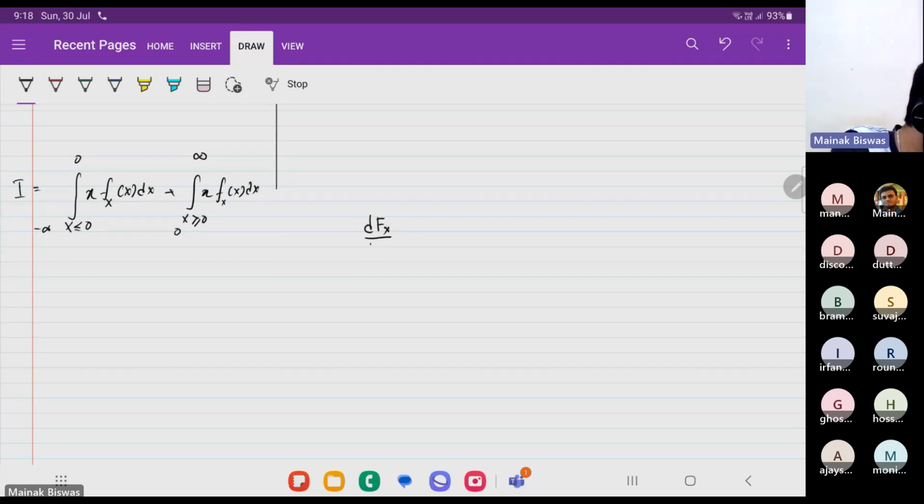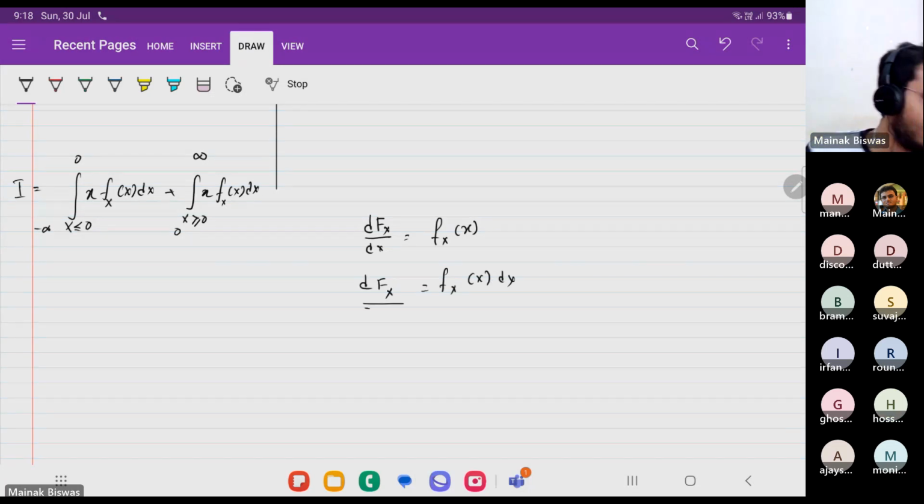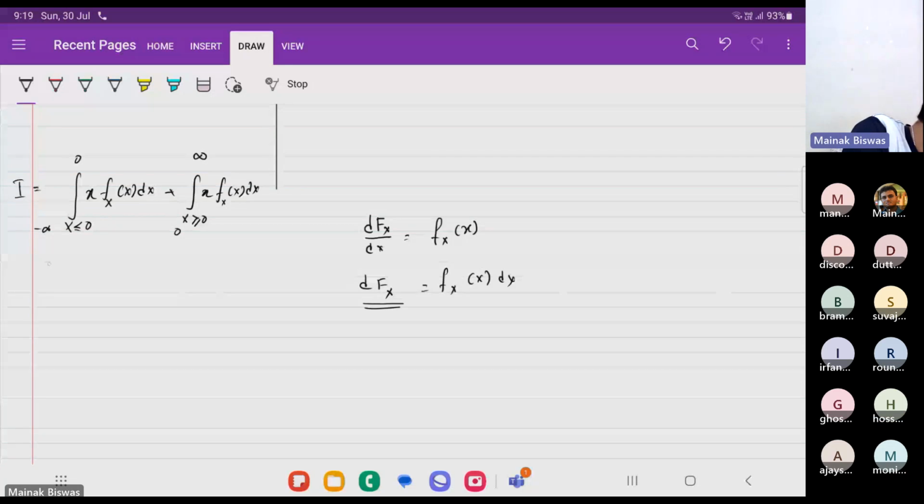dF(x)/dx, what is it? It's small f of x. Then you can replace capital F of x, dx as this, dF of x. Yes or no? Everybody is okay with this? Others also, they're okay? Yes, sir.